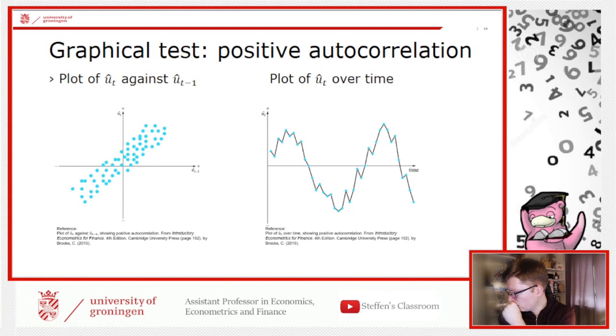That is, you see a nice curvature to it. It stays above zero here for a while, then it goes below zero for a while, and up again, nice and wavy. This is strong evidence of positive autocorrelation. Likewise, we can look at negative autocorrelation.